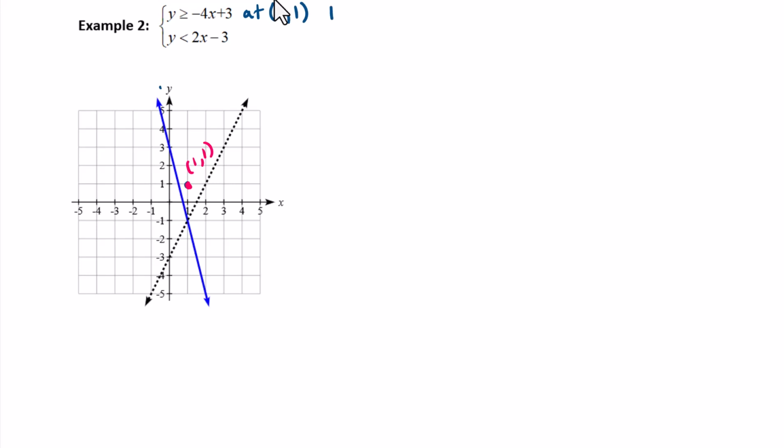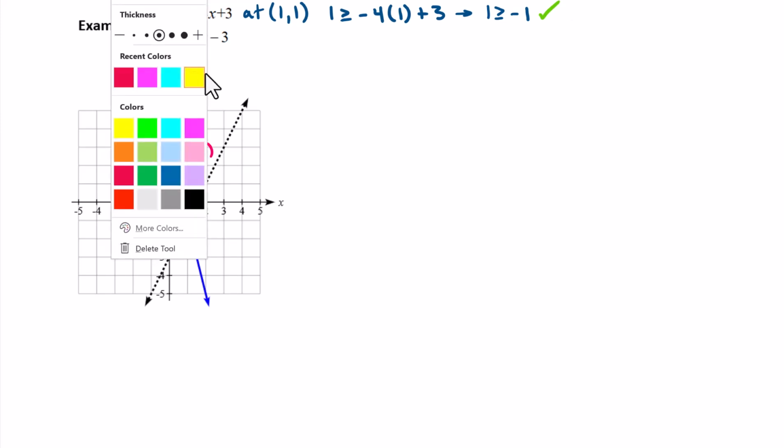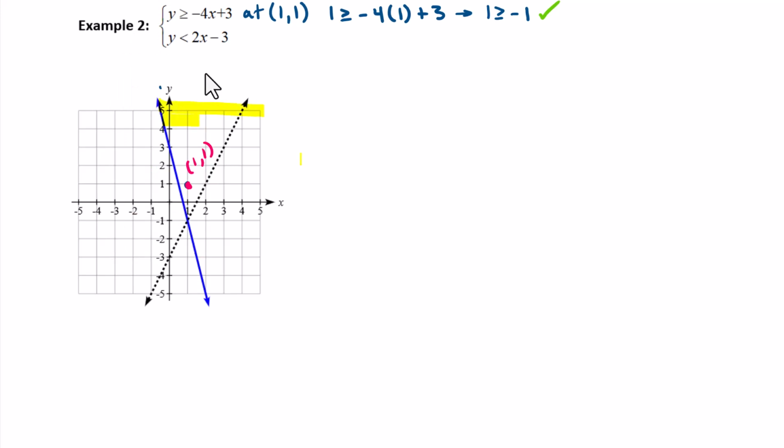And this gives me 1 is greater than or equal to -4 times 1 plus 3. And so we need to check to see if that's true. If I have 1 greater than or equal to negative 1, is 1 greater than or equal to negative 1? Yes, that is true. So this one is a true statement. So I can highlight this portion of my graph for the blue line.